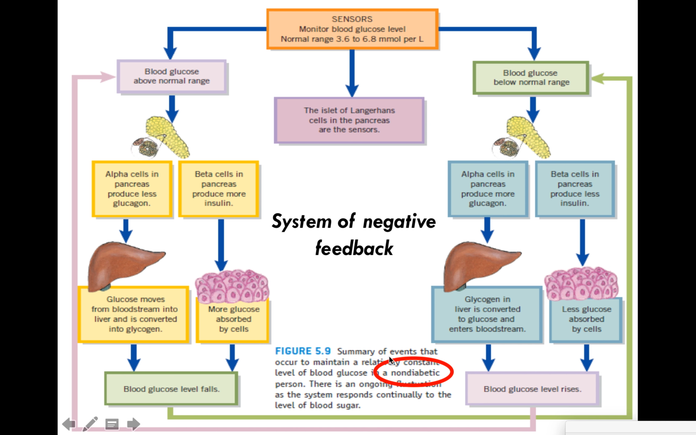This obviously happens in a non-diabetic, because if it was a diabetic and they didn't have any insulin being produced by their beta pancreatic cells, obviously this feedback loop wouldn't work. And that's why we hear of people going hyperglycemic when they have type 1 diabetes. Okay.